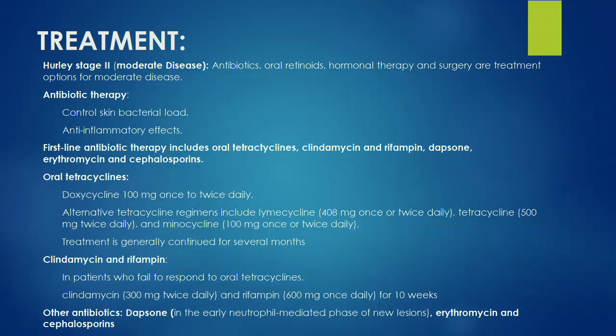Clindamycin and rifampin, combination therapy with clindamycin, 300 mg twice daily, and rifampin, 600 mg once daily, for 10 weeks, is an option for patients who fail to respond to oral tetracyclines. Other antibiotics, dapsone may be effective in mild to moderate HS, particularly in the early neutrophil-mediated phase of new lesions. Erythromycin and cephalosporins have also been used for long-term antibiotic therapy.